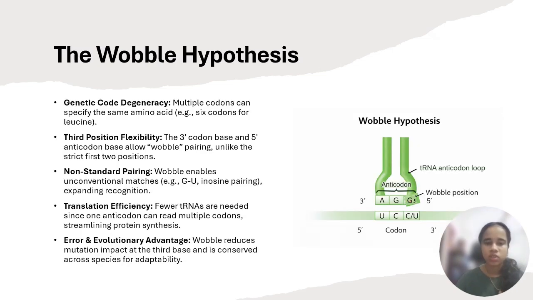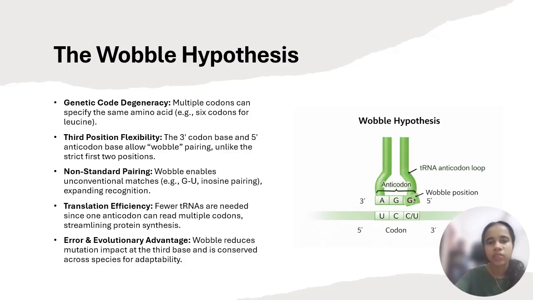So now let's discuss an important question. How can the limited number of tRNA molecules recognize so many codons? That is explained by the hypothesis called the Wobble Hypothesis, which was proposed by Francis Crick. The key idea is that the pairing between codon and anticodon is not equally strict at all positions. While the first two bases pair precisely, the third base allows some flexibility, or a wobbling effect. Because of this, a single tRNA can recognize multiple codons that differ in their third base.